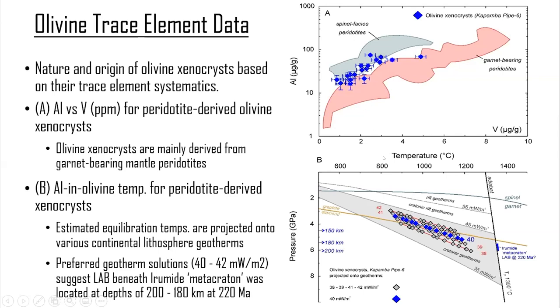We can also see that when looking at the equilibration temperatures calculated based on the aluminium content in the olivine, after projection of this equilibration temperature onto various cratonic geotherms, the ones most preferred for the Kabamba lamproites, which is between 40 and 42, implicate that the lithosphere-asthenosphere boundary below the Irumide belt at the time of the eruption of these lamproites 220 million years ago was at depths of between 200 and 180 kilometers, which implicates a diamond stability field of between 90 and 150 kilometers.